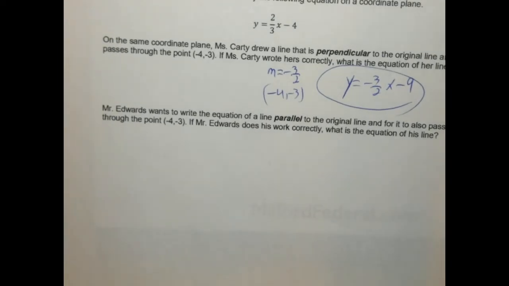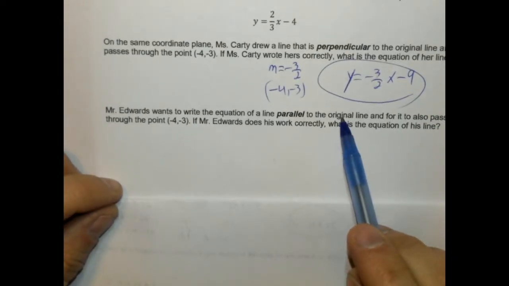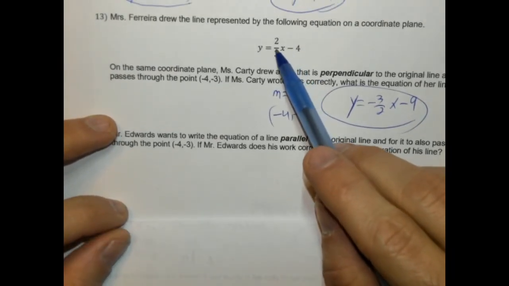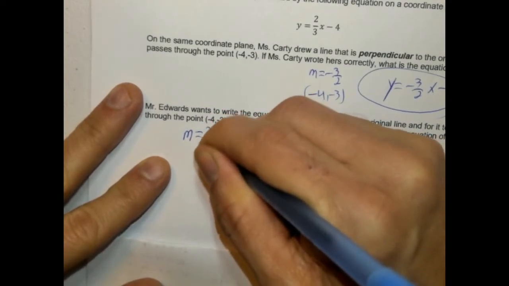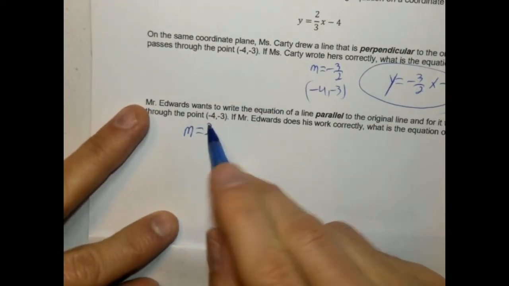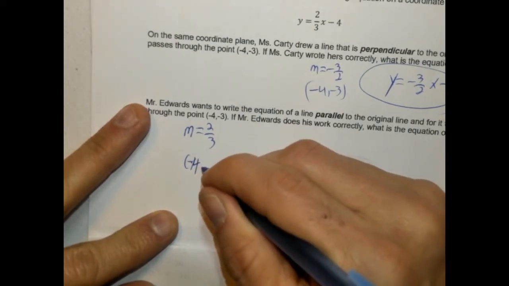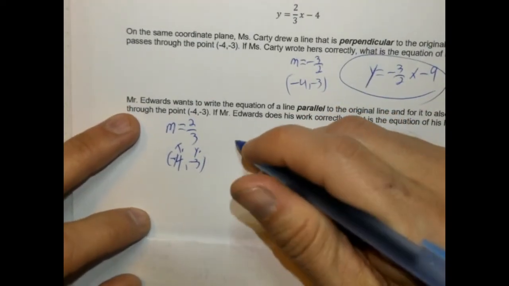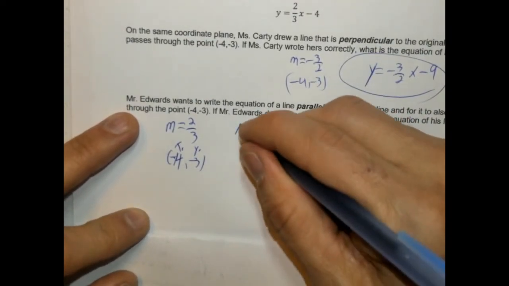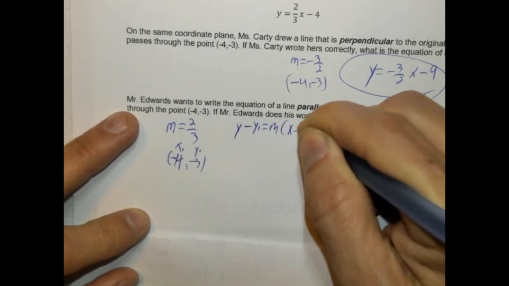All right, so let's see. It's parallel to the original line. So the original line is Ms. Ferreira's, right? So it's going to be parallel to this. So we're going to have a rate of change of 2/3. It's going through the point -4, -3. So that's our x1, y1. We have our m. We're going to use point slope. You can see we're using point slope a lot. It's m parentheses x minus x1.